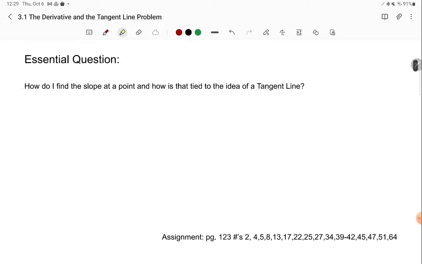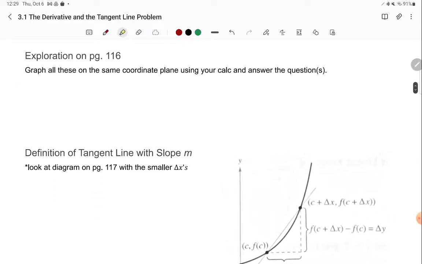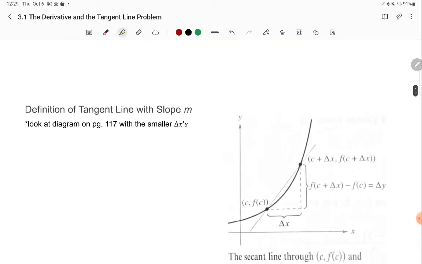So the big question we're trying to answer here is, how do I find the slope at a point? We've never done that before. You're finding the slope at a single point, because previously you've always needed 2 points to find the slope. And how is that tied to the idea of a tangent line? In class we'll do the exploration together on page 116.